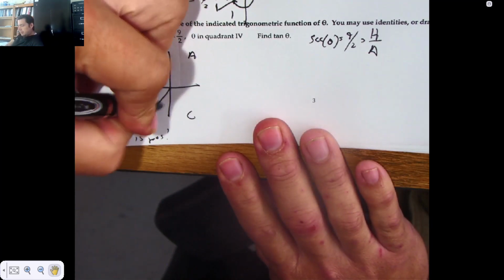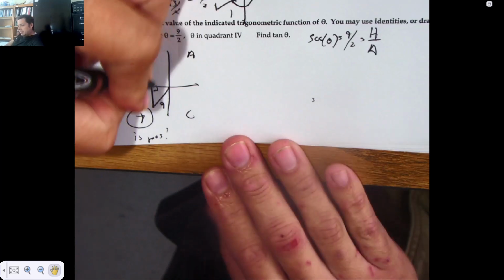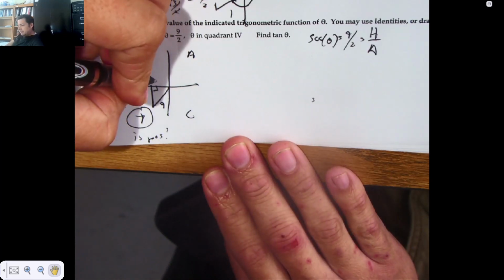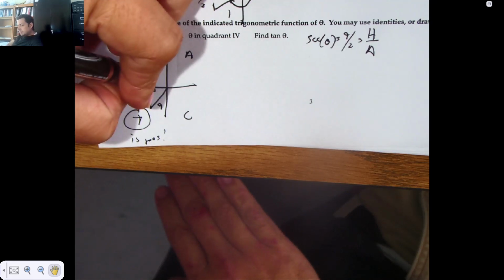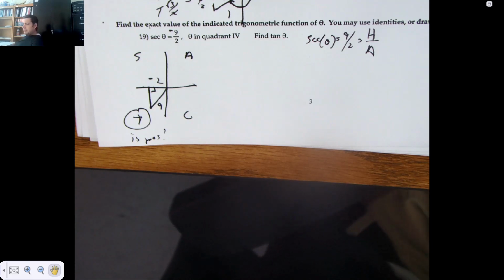So if I draw a triangle, my hypotenuse is 2, my is 9. Well, this is weird. That should be negative. My adjacent side is negative 2. There's no way for secant to be positive in that quadrant, so a sign mistake was made. Anyways, find the tangent ratio.